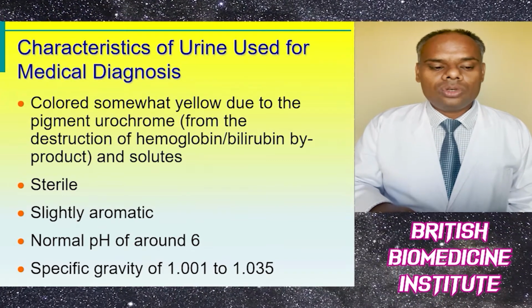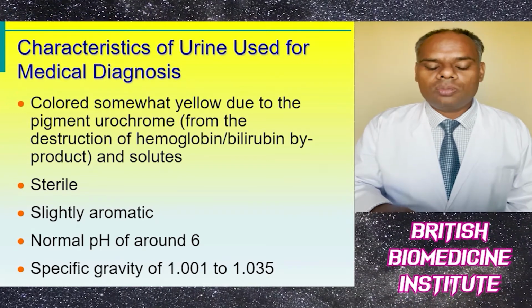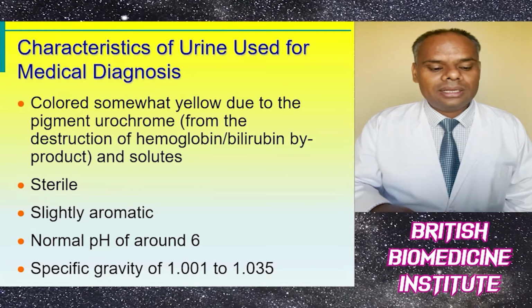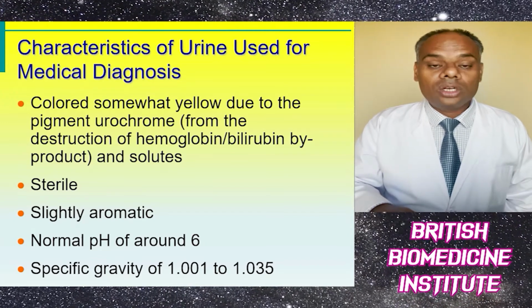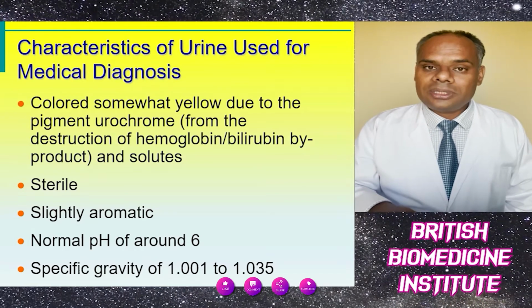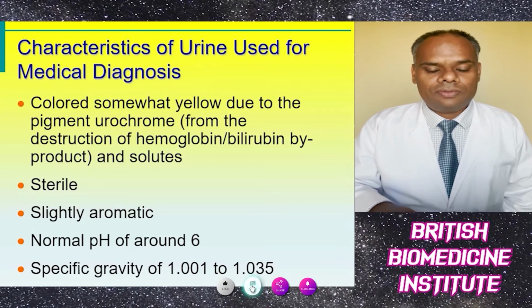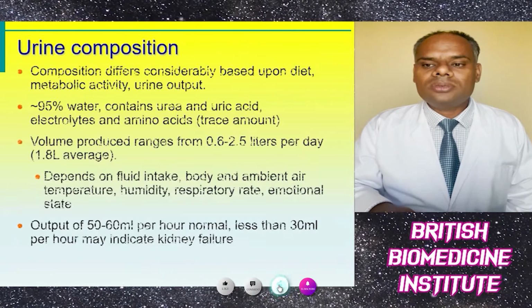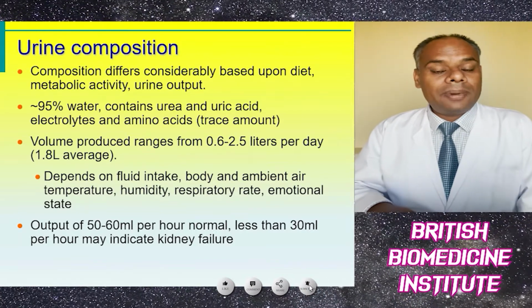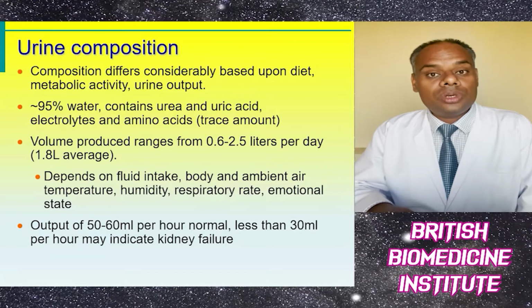Colored somewhat yellow due to the pigment urochrome from the destruction of hemoglobin, or bilirubin by-product or solutes. It can be sterile, slightly aromatic, with a normal pH of around 6 and a specific gravity of 1 to 1.35. Now comes the urine composition. The composition depends entirely on diet, metabolic activity and urine output.